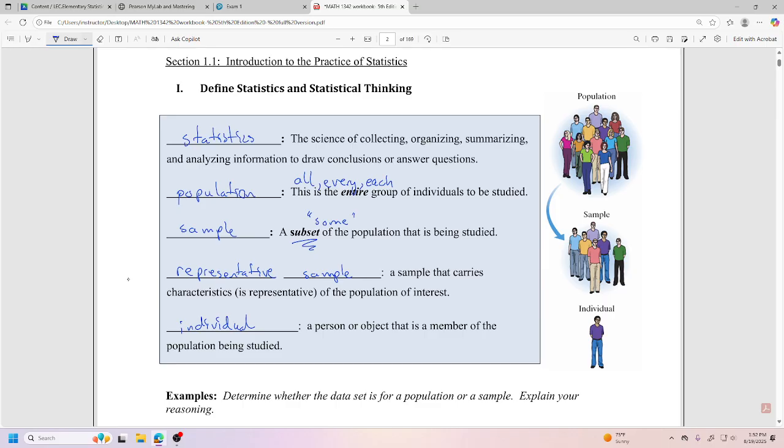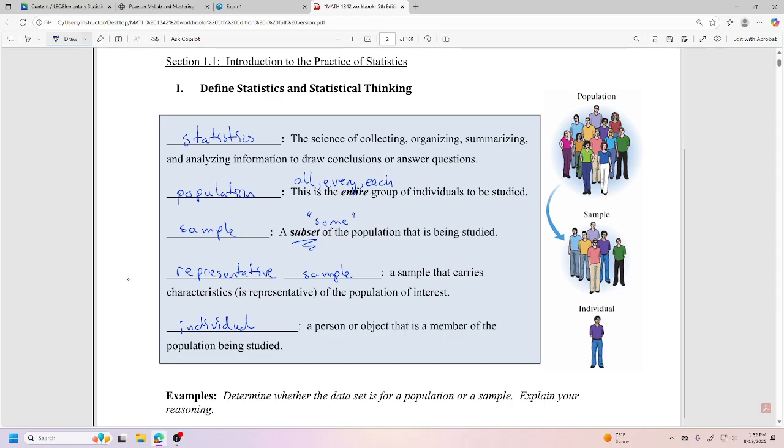Let's talk about it, and y'all are going to help me. Let's say the population is all of America. A subset would be everyone in Texas, so that would be a sample. If the population is everybody in Texas, then a sample could be everyone in Bell County. See how we can break it down?